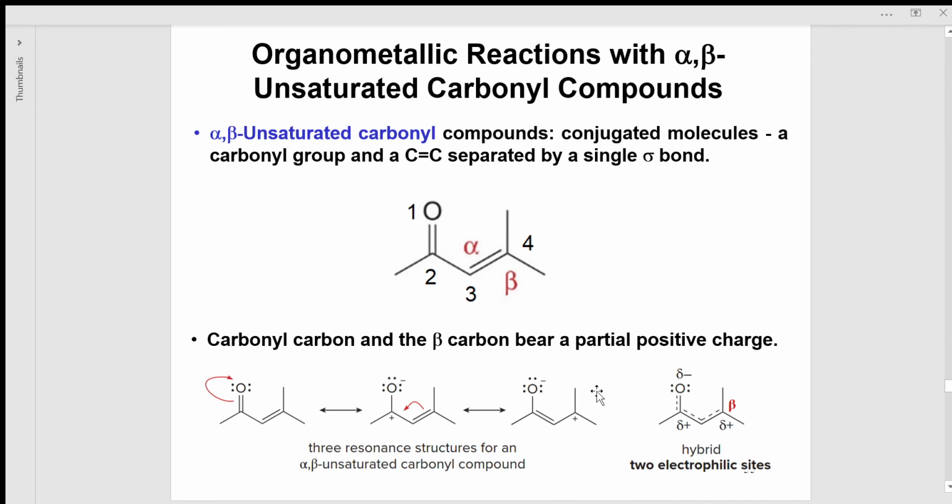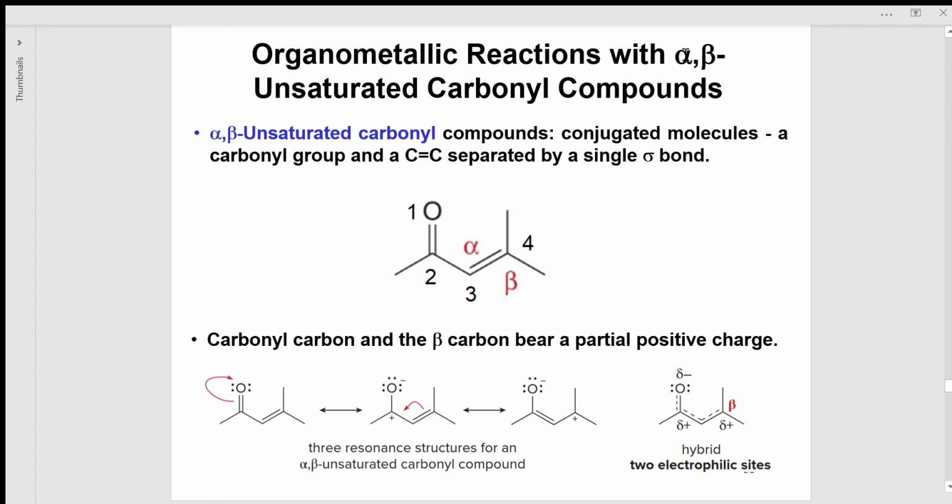Well, the rest of this chapter, I think we are going to discuss the alpha beta unsaturated carbonyl compound. This is a very special group of carbonyl compounds. They have some unique reactions with the organometallic reagent, and we are going to discuss the details. This is an alpha beta carbonyl compound. Well, first, it is a carbonyl compound. We have the carbon, oxygen functional group here. It's a carbonyl compound. And also, it is special.